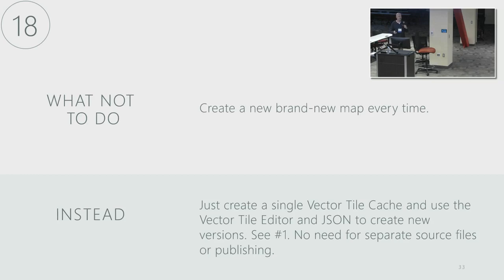Okay, hurry up for these last couple here, but don't create a brand new map every time. Don't say, you know, we have our base map now, maybe we want to create a light gray or dark gray eventually. Just use the editor and the JSON to tweak it. And then you always have one source, which would be the vector tile package. So when you upload that, all of your maps will change. So that's just an easy way to update everything at the same time and keep it all synced.